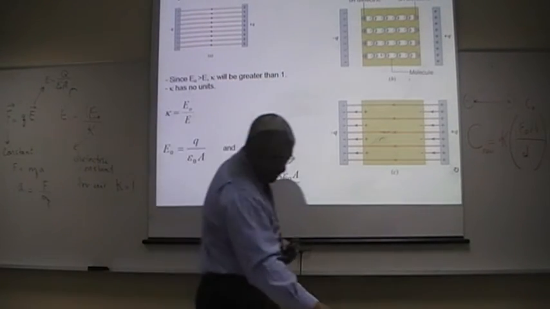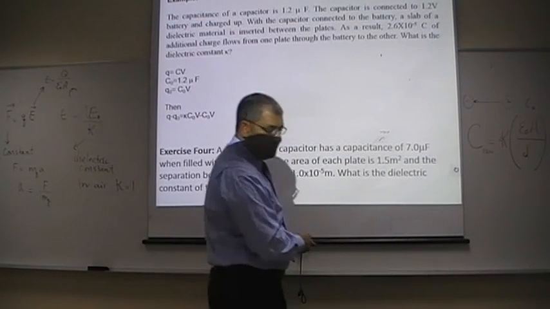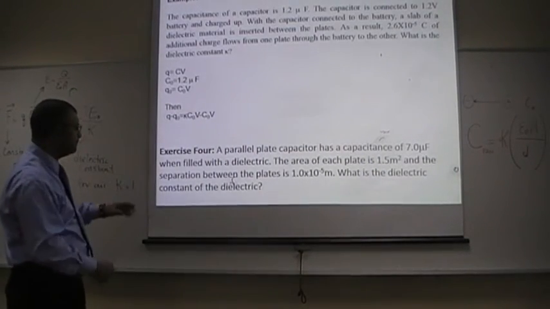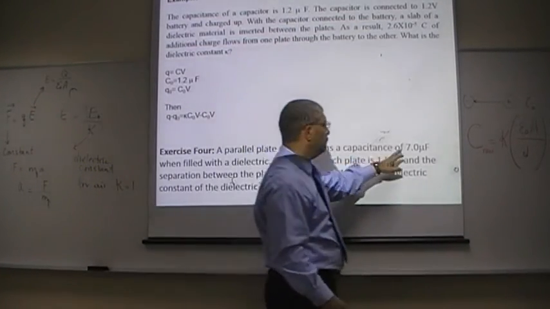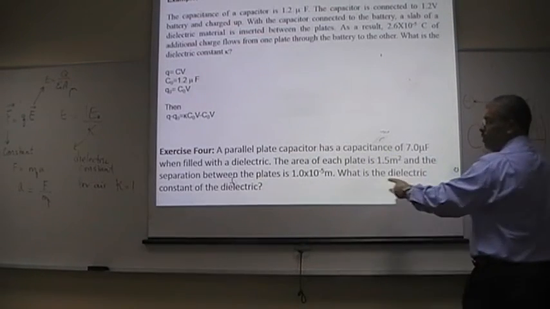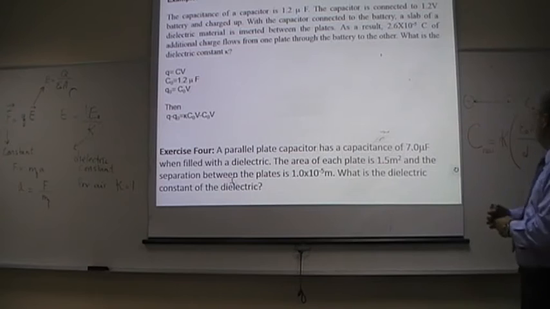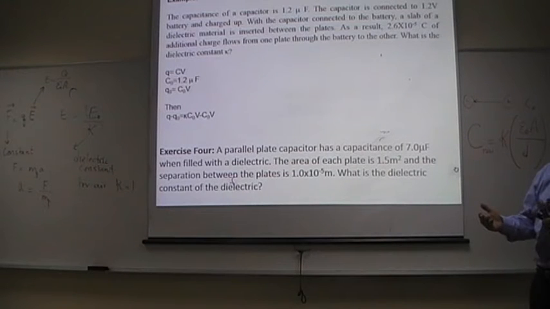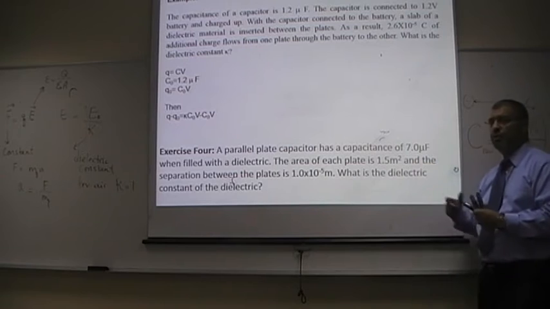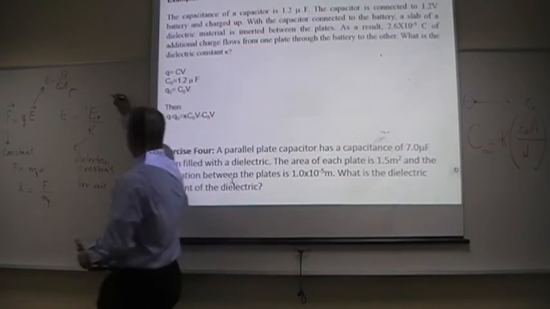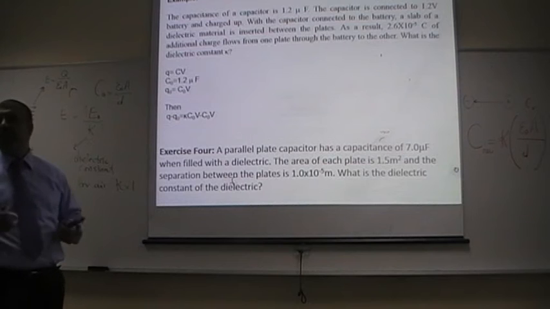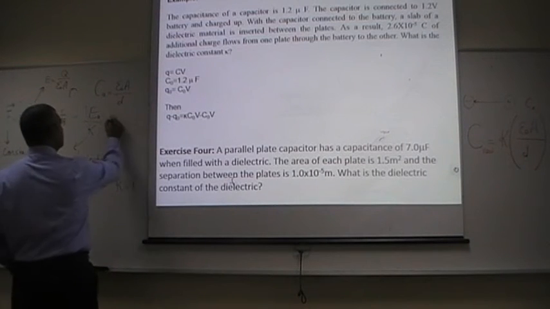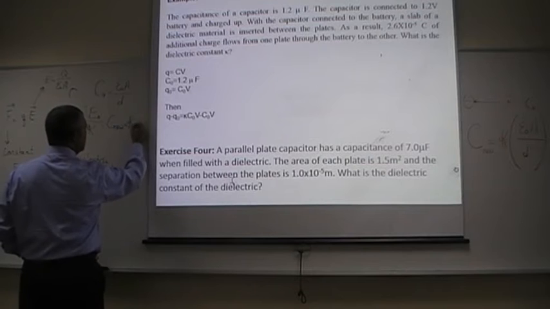So let me just see here. I think I have an example here. Let's look at the second exercise. A parallel plate capacitor has a capacitance of 7 microfarad when filled with the dielectric. So is this C or C nu? Remember we have C0, the initial one, which is simply epsilon A divided by D. That's the initial capacitance. C nu is kappa multiplied by C0.